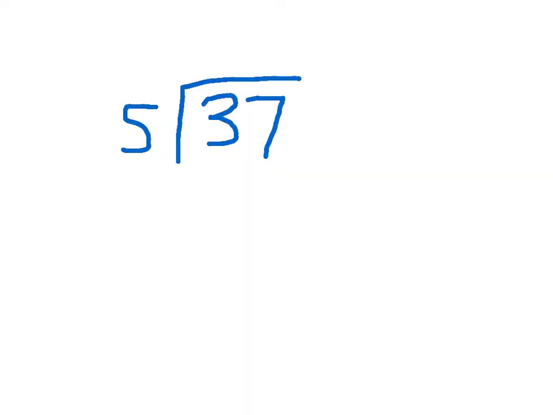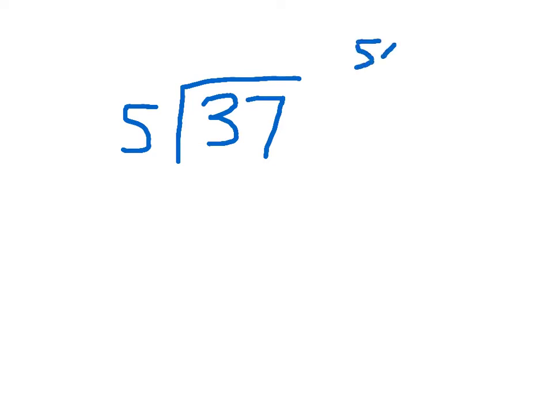We have this problem here. Again, what we do is we read that dividend first. We read this 37 first, so we say 37 divided by 5. What we do is we think of a math fact, a multiplication fact. 5 times what number is very close to 37?